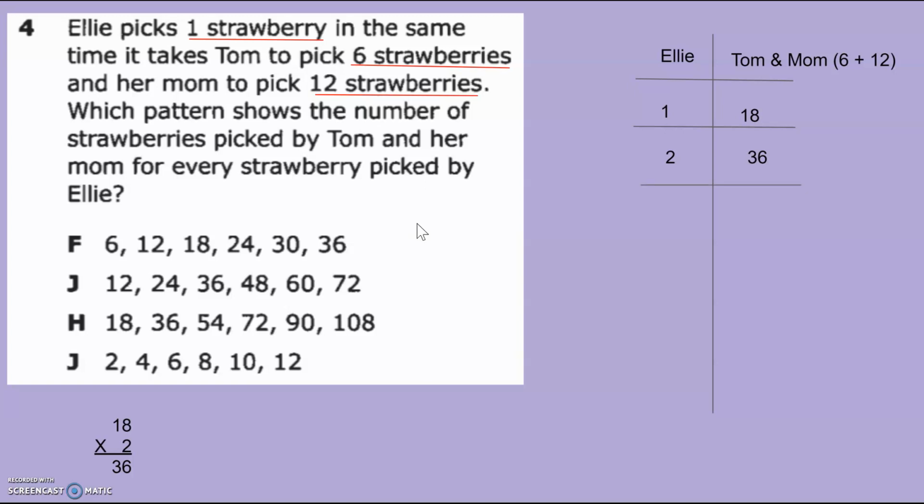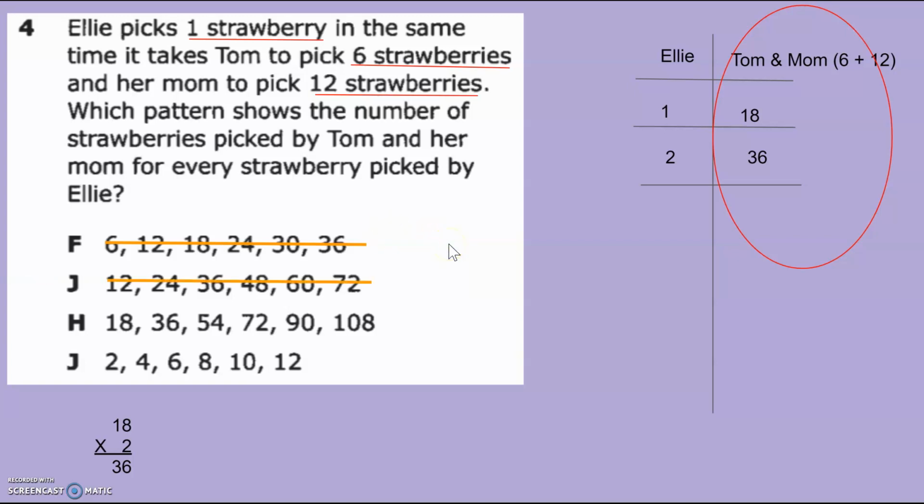And then I could keep going and going, but I don't really know how that helps me yet. So I'm looking back at my question, and it wants to know what the pattern is for Tom and her mom. So I'm looking at Tom and her mom's side of my chart. So I know that it can't be F, because F does include 18 and 36, but it also includes some extra numbers that are not there. I know that it needs to start with 18, because that's the least amount that Mom and Tom can pick. So I know it's not F.